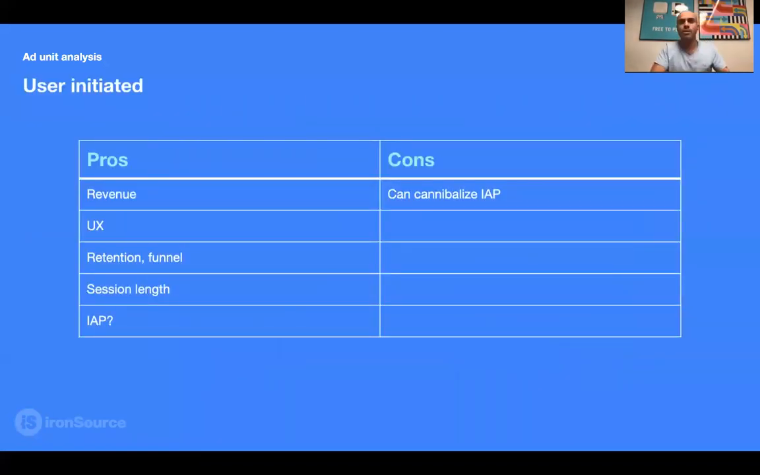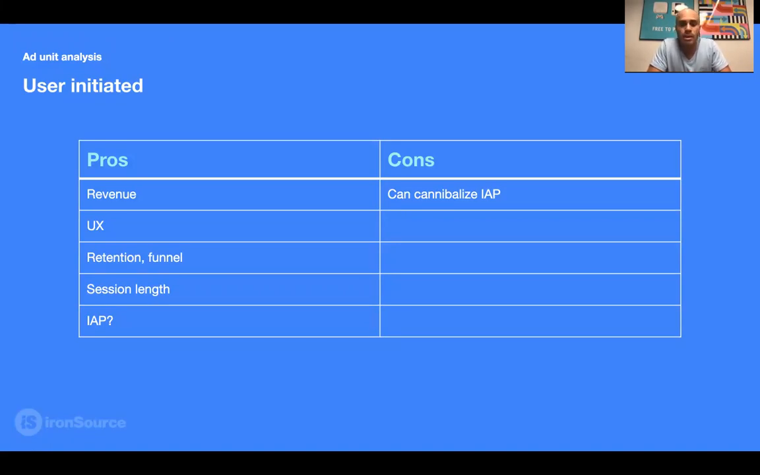I'll start with user-initiated ads, or rewarded ads. The pros for these ad units are pretty clear. It generates revenue, right? This is the reason to add these ad units from the very start. But more important, what it usually generates is a great user experience. Under the assumption that with user-initiated rewarded ads, a user watches an ad only if and when he chooses to, we can also assume that the user experience is great, right? No reason to complain about watching ads.